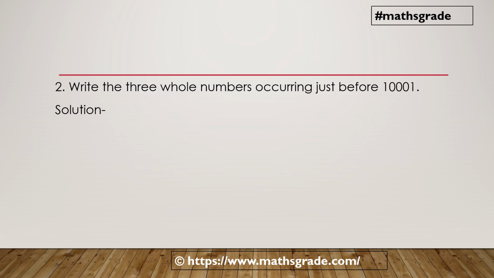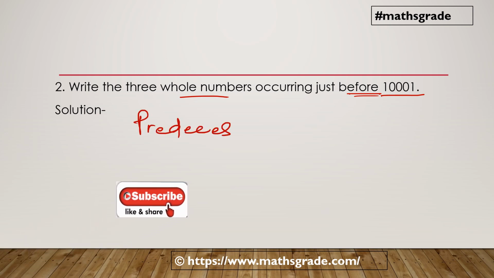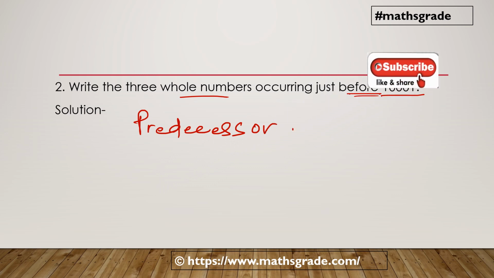Now question number 2. Write the three whole numbers occurring just before 10,001. Whole numbers start with 0, and for the number before 10,001 we have to subtract 1 from this number. The before number is known as the predecessor, and the next number is the successor.